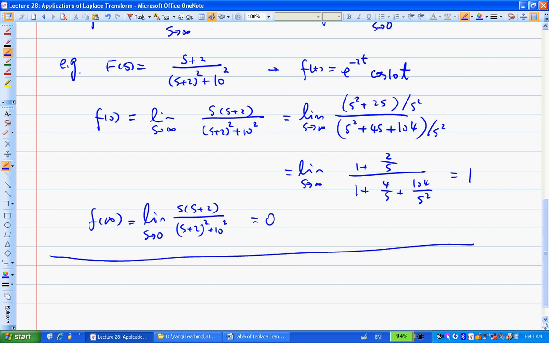Sorry, louder. L'Hopital rule? This one here? No, we didn't. Oh, can you use the L'Hopital rule? This one, no, you don't need to, right?